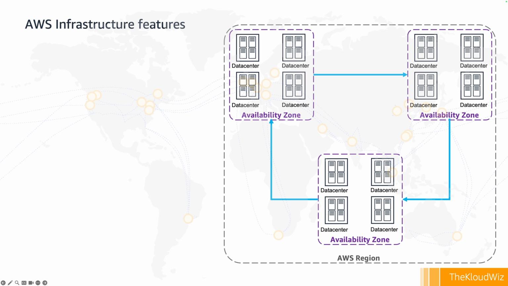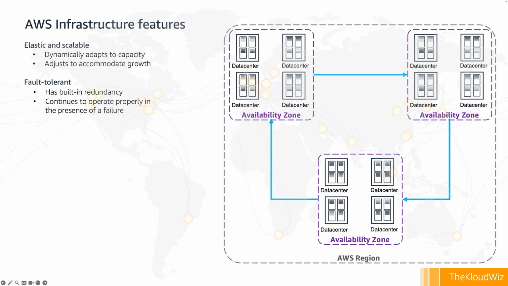Now let's look at some features of the AWS global infrastructure. Yeah, I know it's obvious by now, but let me just go over it. So it is elastic and scalable, which means that it's able to dynamically adapt to capacity and it adjusts to accommodate growth. It is fault tolerant in the sense that it has inbuilt redundancy, so it continues to operate optimally even in the presence of failure of one component. And to end with, the AWS infrastructure is designed to be highly available in order to reduce downtime.